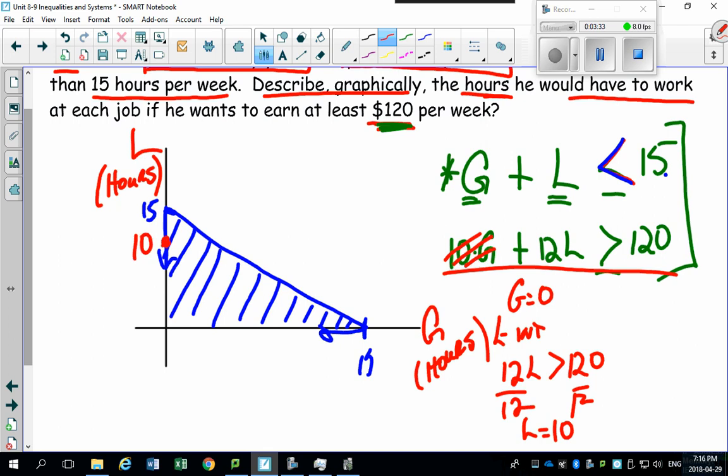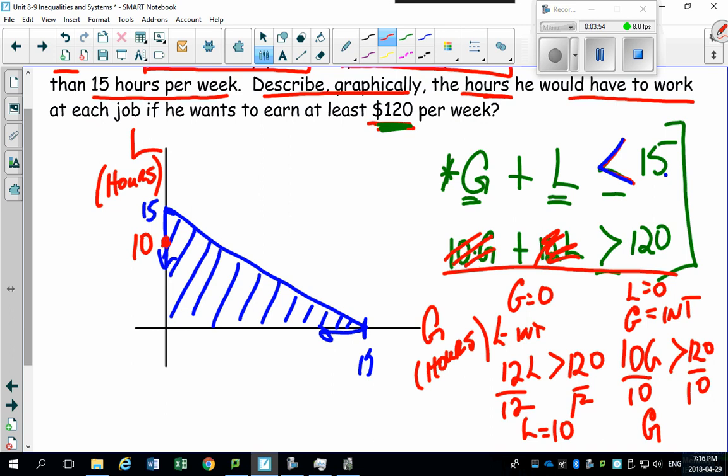Okay, let's do the same thing now, but for L equal to 0, find the G-intercept. The G-intercept then being, right, this would be 10G, and L is now 0, greater than or equal to 120. Divide by 10, divide by 10. Guess what? Just mowing the lawn, he's going to have to work 12 hours. So there's the mowing the lawn, 12 hours, looks like about there.